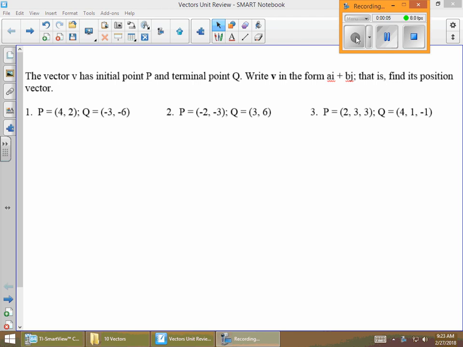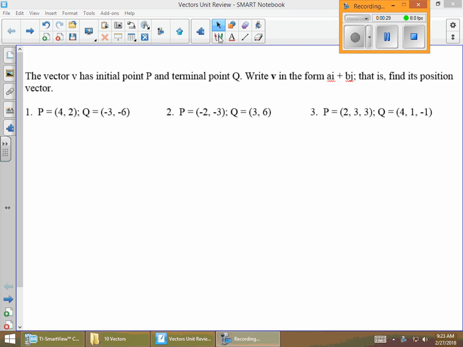Okay, vectors unit review. The thing with the vectors unit is that there are a lot of little equations. The math, the arithmetic is all very easy, but you have to know what to do when. So what we're given with these first three problems is 2 points, and we need to find the vector that has an initial point at P and a terminal point at Q.